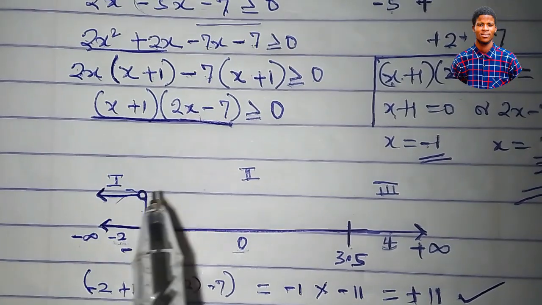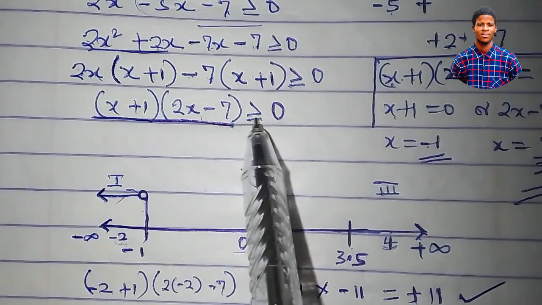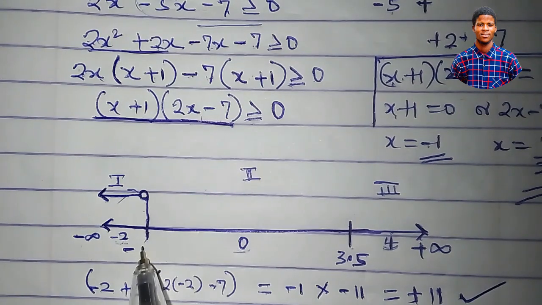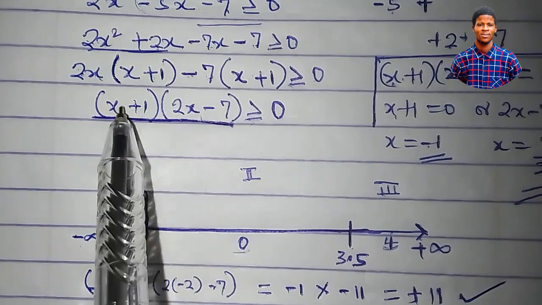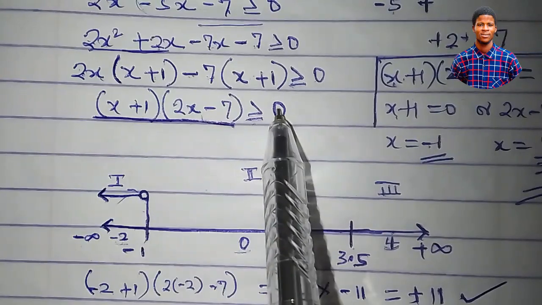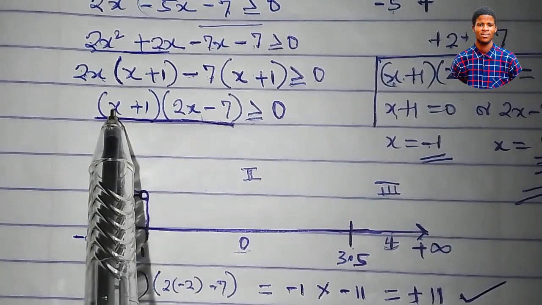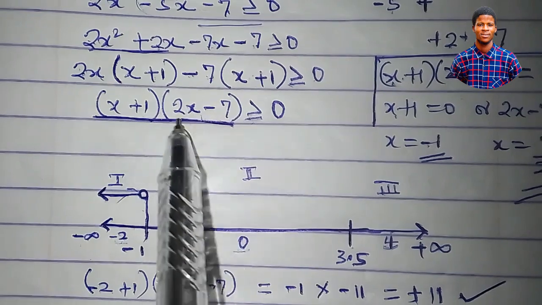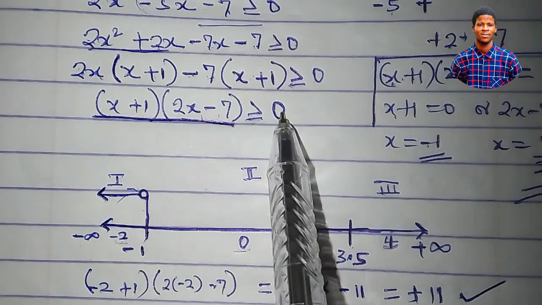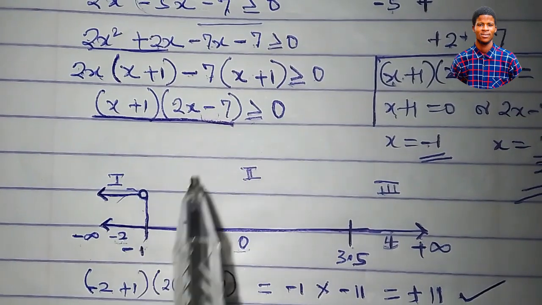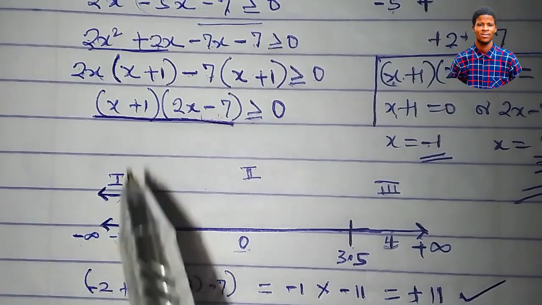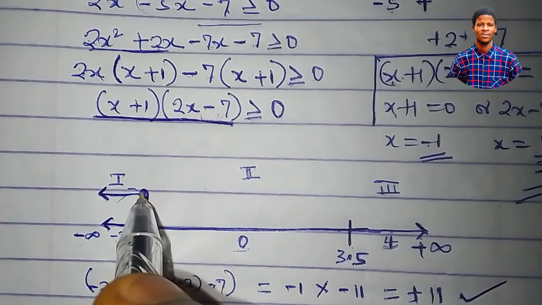Okay? So simply do something like this. Having done this, this equal to sign must be noted. The value of minus 1 here, when plugged into this expression, will give us 0. Yes. Minus 1 plus 1 is 0. In fact, 0 times every other thing here is equal to 0. So it means that minus 1 itself is part of the solution set in this left-hand side. So I'm going to shade this.